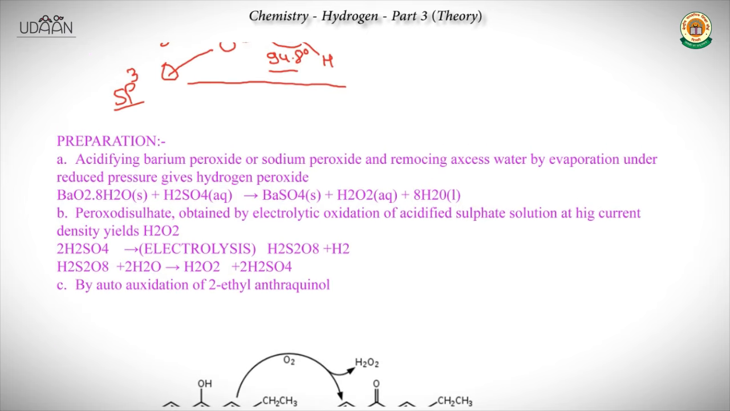Now we see some methods to prepare H2O2. The first one is by acidifying barium peroxide or sodium peroxide and removing excess water by evaporation under reduced pressure, which gives hydrogen peroxide. BaO2.8H2O (solid) plus H2SO4 gives BaSO4 (solid) plus H2O2 plus H2O (liquid).